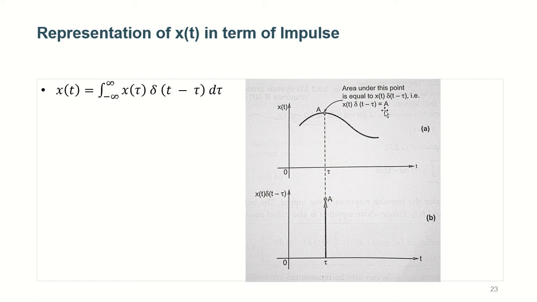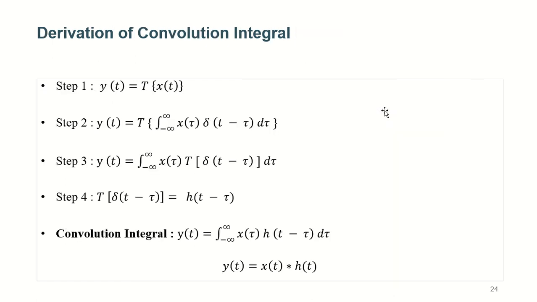Now let's try to derive the convolution integral for this very system. So again, let's consider this same continuous time system in which my input signal is x of t and my output signal is y of t. So as my input is x of t and output is y of t, can't we write y of t is equal to T of x of t?